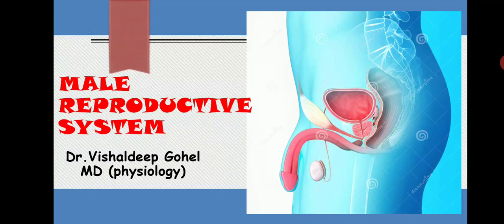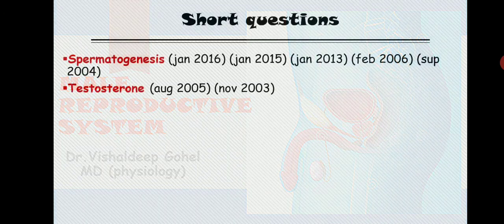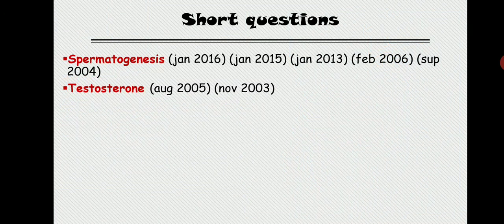The most important thing that you need to know is what are the questions that are asked from this very chapter. These are the short questions that are already asked from this very chapter: spermatogenesis and the testosterone.